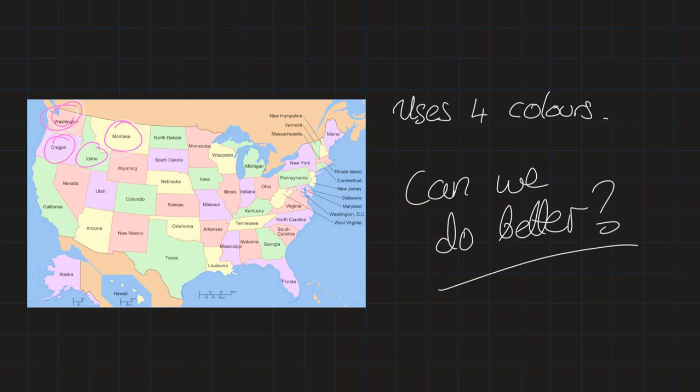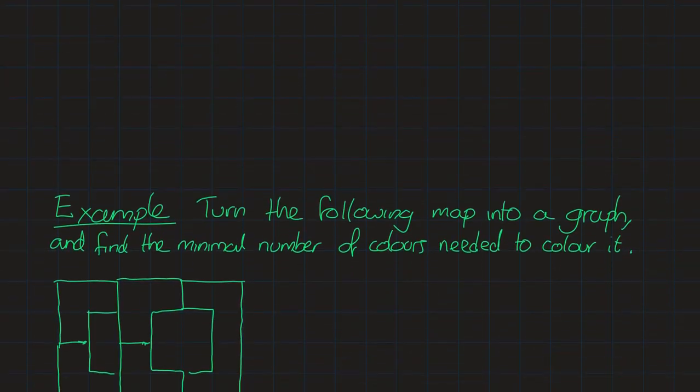Okay. Well, it's a complex question, right? There's lots of states, and just trial and error could last a long time. So instead, let's try and think of a way of analysing this problem mathematically. To do that, first, let's consider a simpler problem.